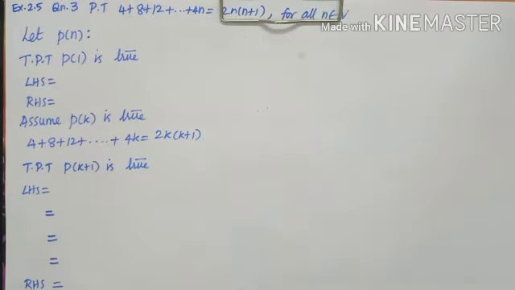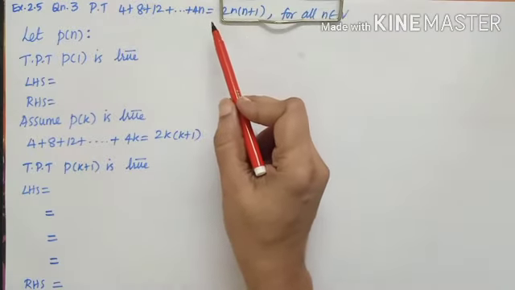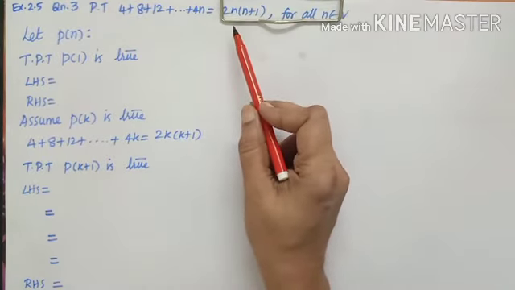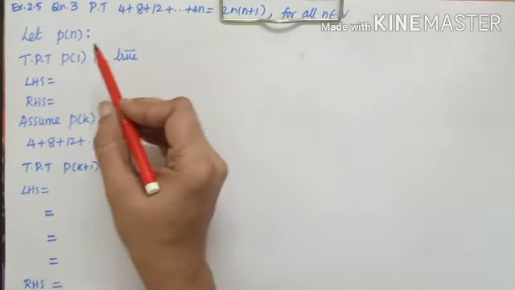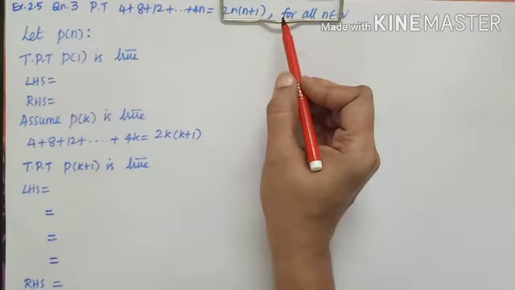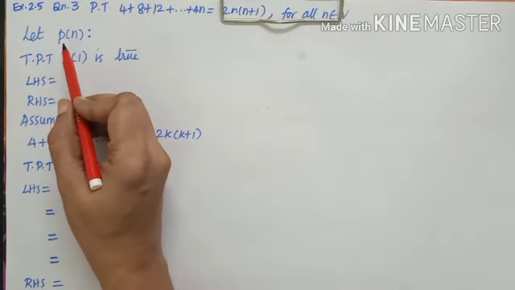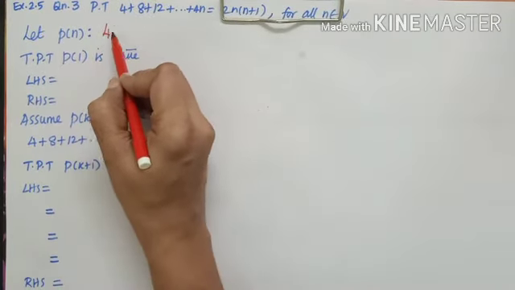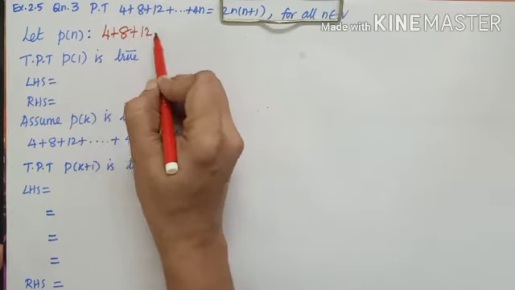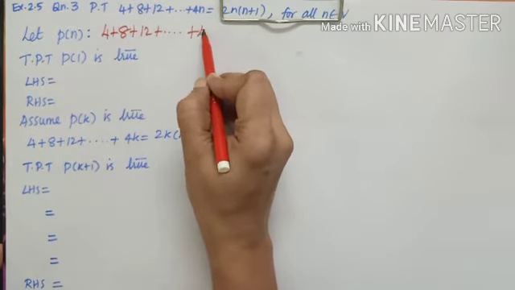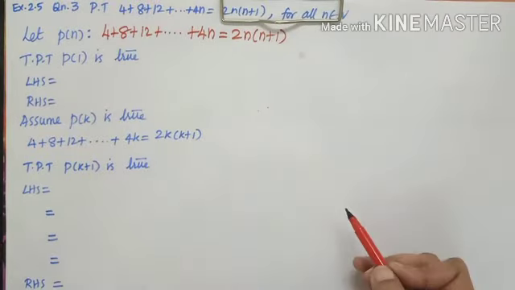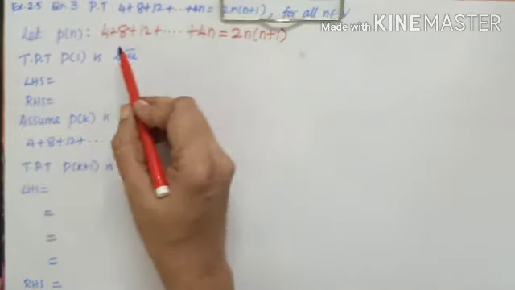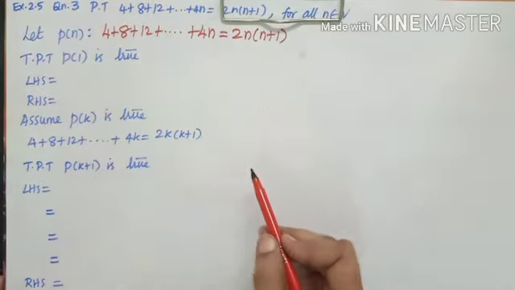Exercise 2.5, question number 3. Prove that 4 plus 8 plus 12 and so on up to 4n equals 2n into n plus 1. What is the first step? The given question, copy in the name P of n. 4 plus 8 plus 12 and so on up to 4n equals 2n into n plus 1. So we have just copied the question in the name P of n.